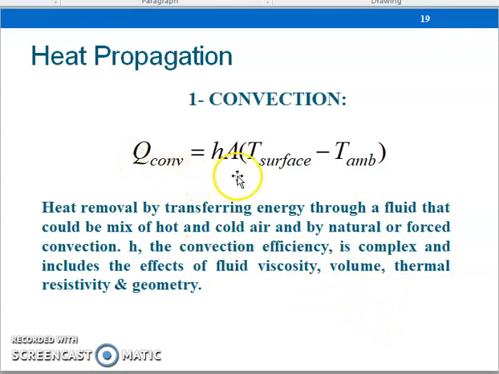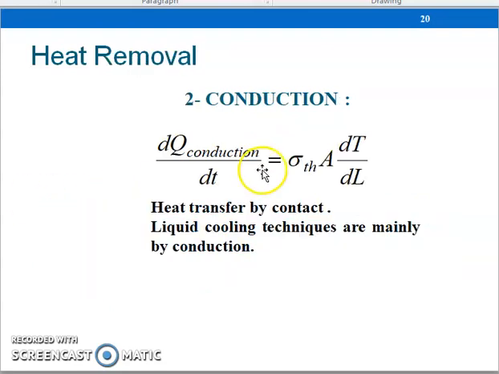Through the formula here, we can see the formula is a fixed formula. We have H as a constant, and A is the surface area. So convection depends on the surface area, and the same goes for the conduction mode. You can see from the formula here that the conduction rate also depends on the surface area.